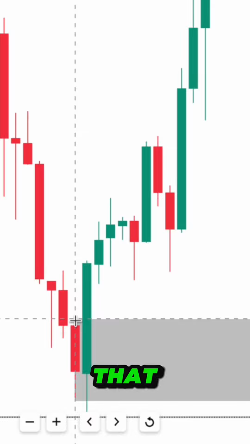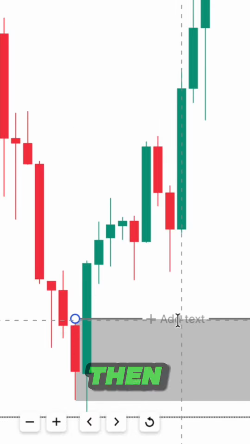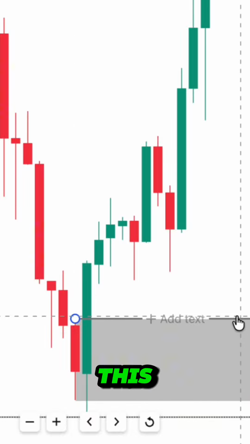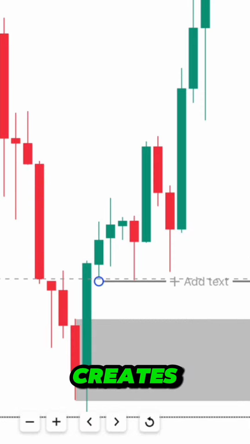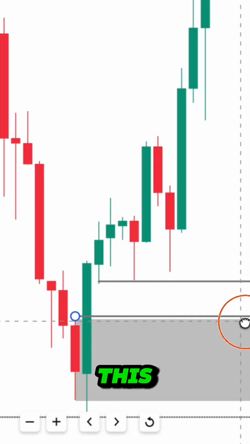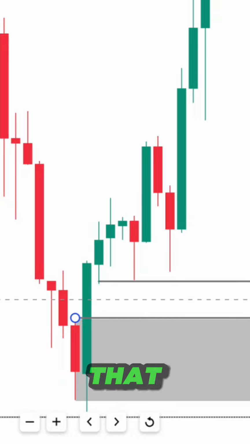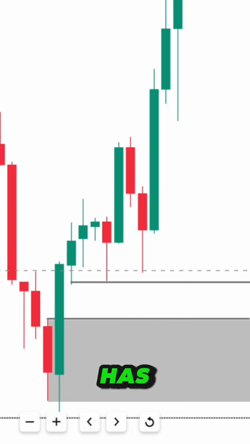So we have the high of that candle right here. And then we have this other candle here too. Right, so that creates that fair value gap there. So let me map, this is the high, so that creates that fair value gap there, and you see that market has not touched that level.